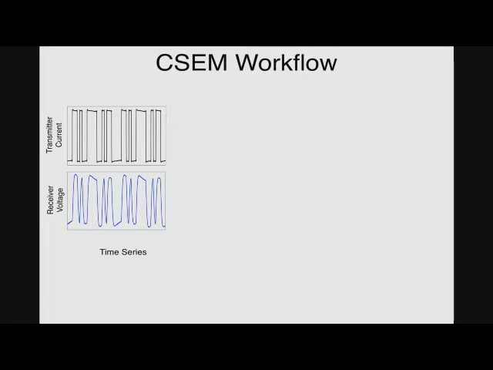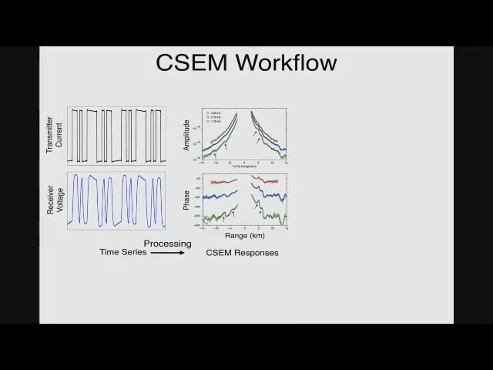So the CSEM workflow, we basically go out and collect time series. We actually record the transmitter current. We need to know what we're actually injecting into the seabed. And then you have the measured voltage from the receiver. The processing for that involves converting this into the frequency domain, converting this into the frequency domain, and then removing the source signature of the transmitter. And that gives us the amplitude and phase at the receiver at a series of basically the fundamental harmonics of the transmitter here.